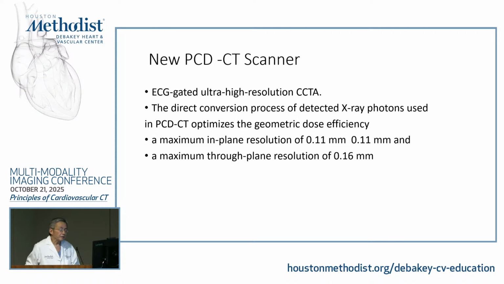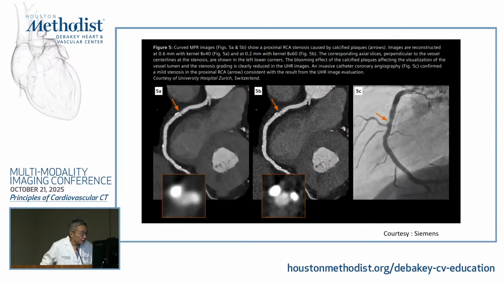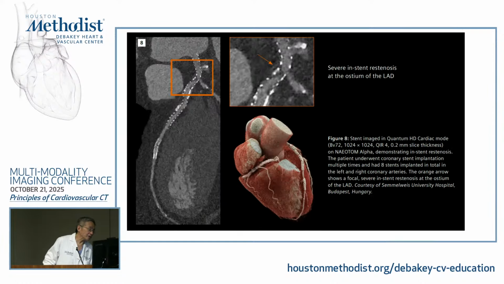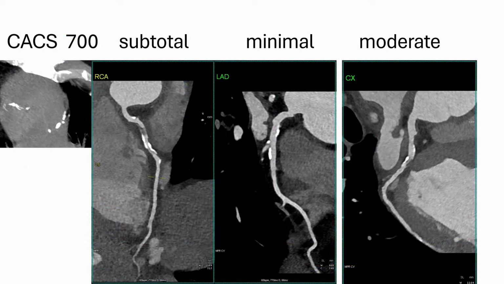So remember that. It's about half, or we can see images twice as good, and we now have enough experience that we see that all the time. So this is an example from the manufacturer. This is our example: a patient with about a 700 calcium score. You can see this patient had subtotal occlusion, minimal stenosis, and moderate stenosis.